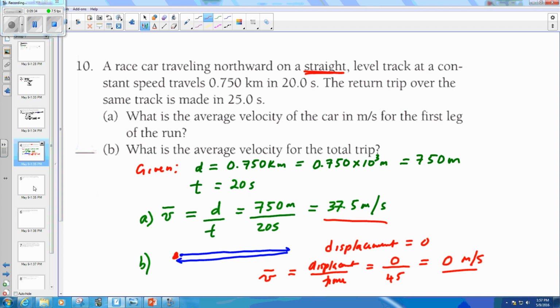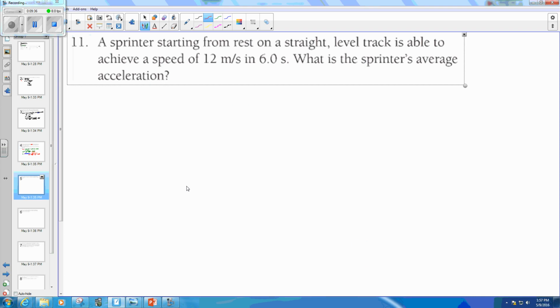The next example, we are looking at a sprinter that starts from rest. Rest means the speed when he starts is 0. Rest stands for 0. And he runs to a speed of 12 meters per second, and it takes him 6 seconds. So let's do what we did before. We'll say given. What are we given?